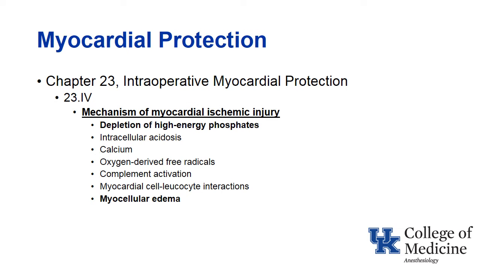I think it is worthwhile reviewing the mechanism of myocardial ischemic injury, and the prime ones are listed on this slide and extracted from your textbook. They include the depletion of high energy phosphates, intracellular acidosis, calcium, and this is a complex issue, oxygen-derived free radicals, the immune system with complement activation, white blood cells and the myocardial cell leukocyte interaction, and myocellular edema.